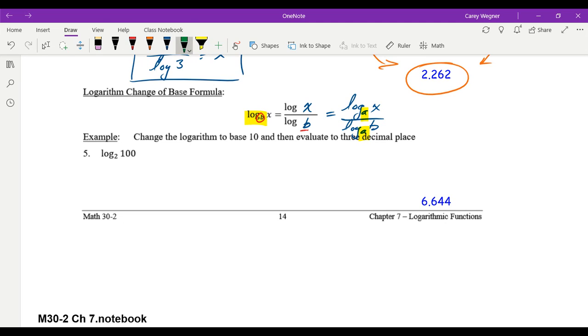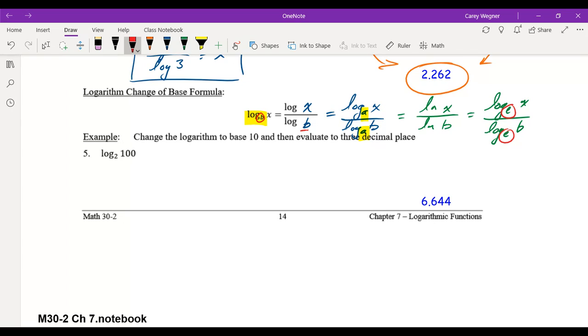Another one that we could use with our calculators is doing a natural logarithm. So I could do the natural logarithm of x over the natural logarithm of b. So again, you'll remember that ln button on your calculator takes the natural logarithm, which is a log base e. Log base e of x over log base e of b. And again, because these two bases are the same, the change of base rule works.